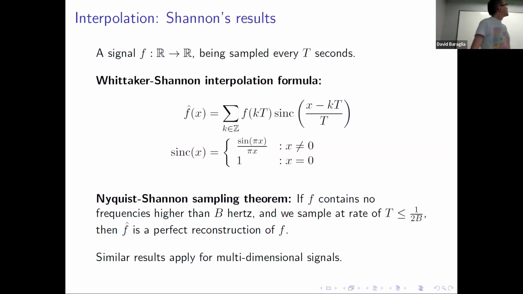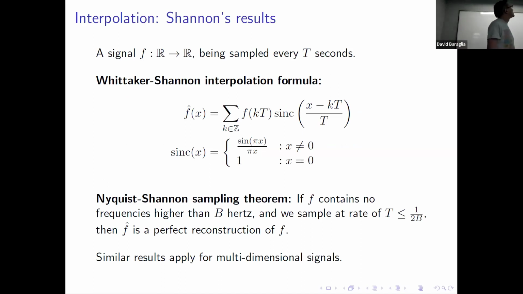All right, firstly, Shannon's results. So the general setup is we have some signal, such as a radio signal, that we represent as a function f, and we are sampling it every t seconds. And we want to take those samples and reconstruct the original signal. And we also want to know, what should t be? How often do we need to sample it?